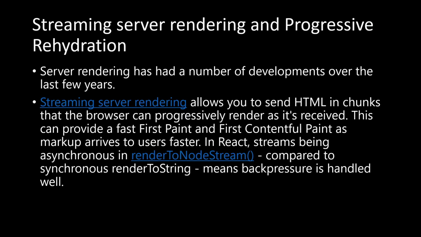Streaming server rendering allows us to send HTML in chunks that the browser can progressively render as it's received. This can provide a fast experience, as markup arrives to the user faster. In React, streams being asynchronous in the renderToNodeStream method, compared to synchronous renderToString, means back pressure is handled well.